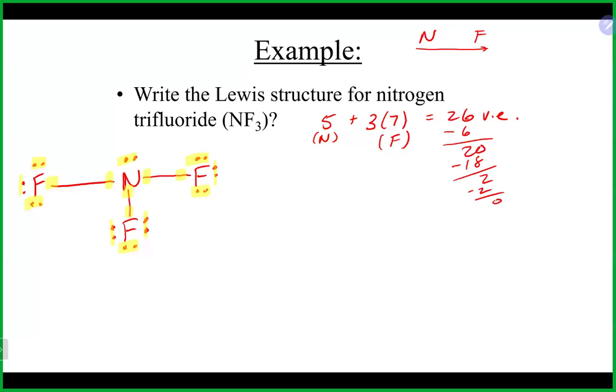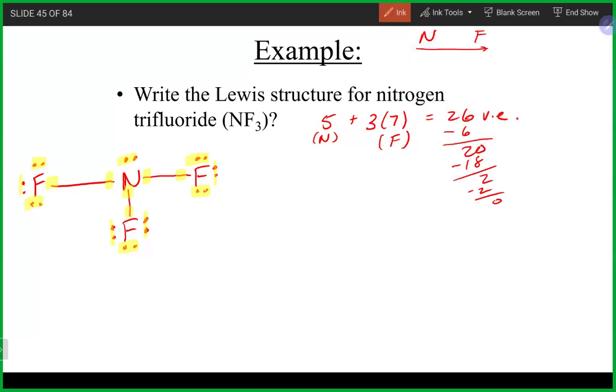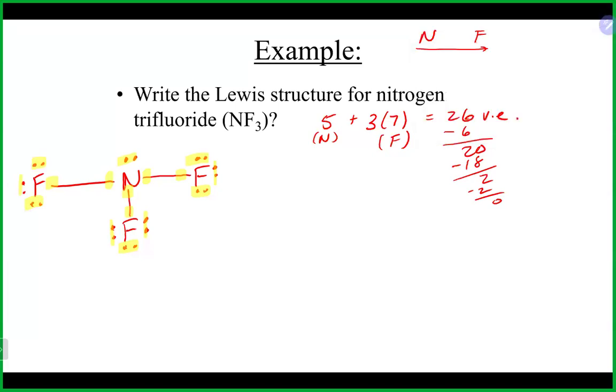So let's take a look at another one here and talk about some other things that you might come across. Let's take a look at carbonate, which I think might be on your handout there. If we look at carbonate, we're going to do the same thing here. We're going to first count up our number of valence electrons.